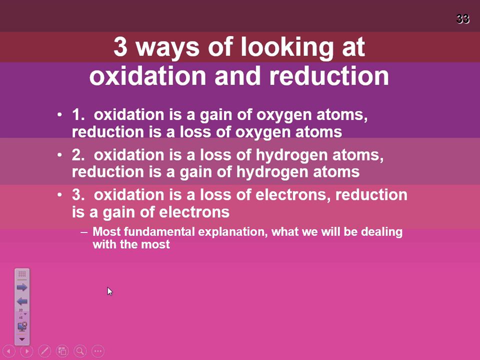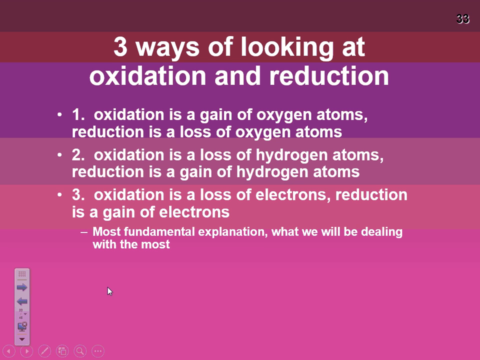This is one of the original concepts I need you to understand about oxidation reduction: the three ways that oxidation reduction can be thought about. First of all, oxidation can be seen as a gain of oxygen atoms, and a reduction is a loss of oxygen atoms. So that's one of the relationships.